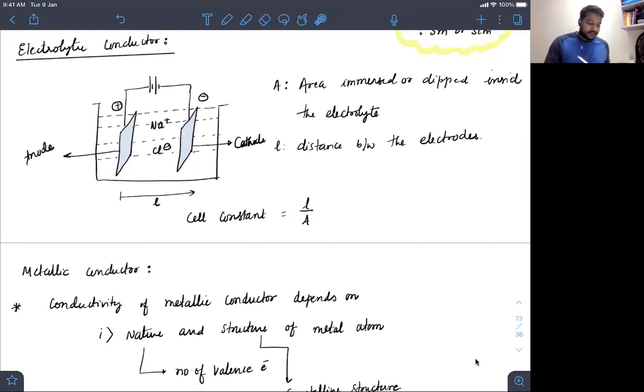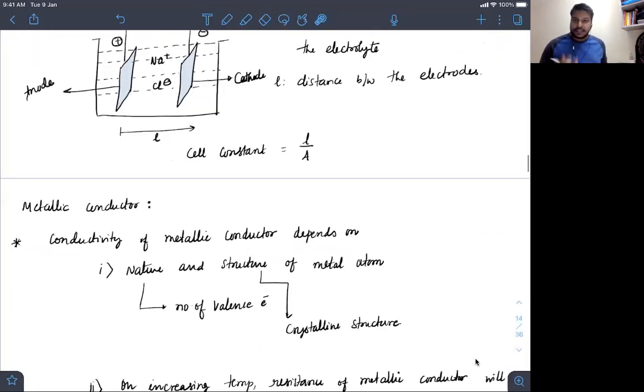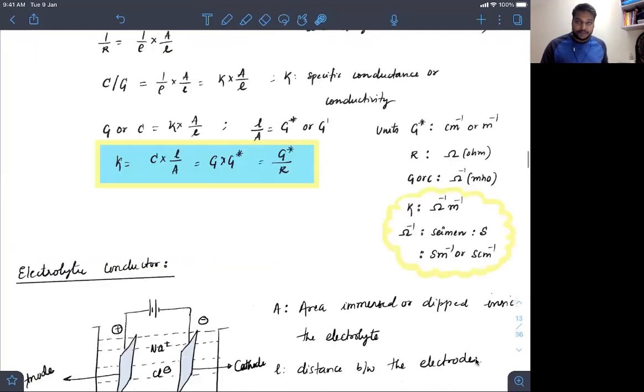Clear? So the area of this and this would be same, and the distance separated between the electrodes, we call it as L. So cell constant in conducting cells will be L by A. Okay. Rest all definitions are still valid, whatever we have derived above.